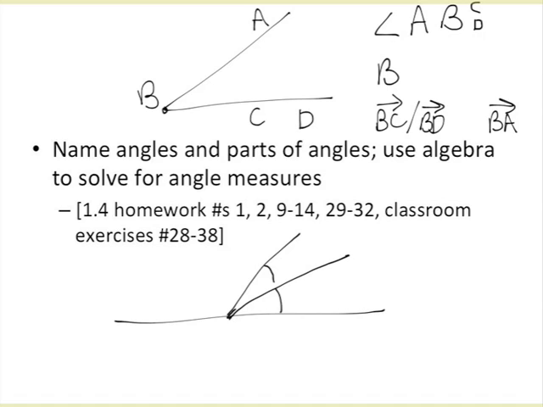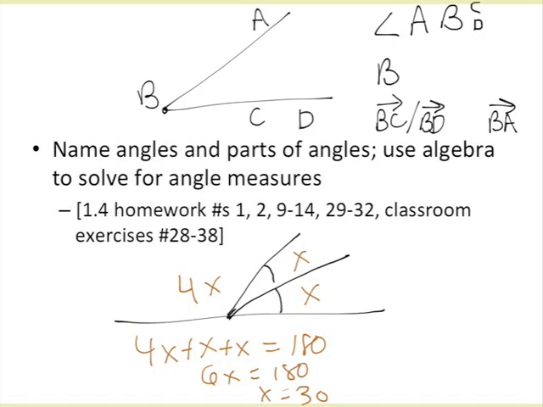So, for example, let's say you're told that this part is 4x and this is x. And I want to know what x is. Well, I know 2 angles here are congruent because of the marking. So that has to be x as well. And what do I know about all of that? It equals 180. Altogether, those 3 angles add up to make a full line of 180. 6x is 180 and x is 30. Okay?